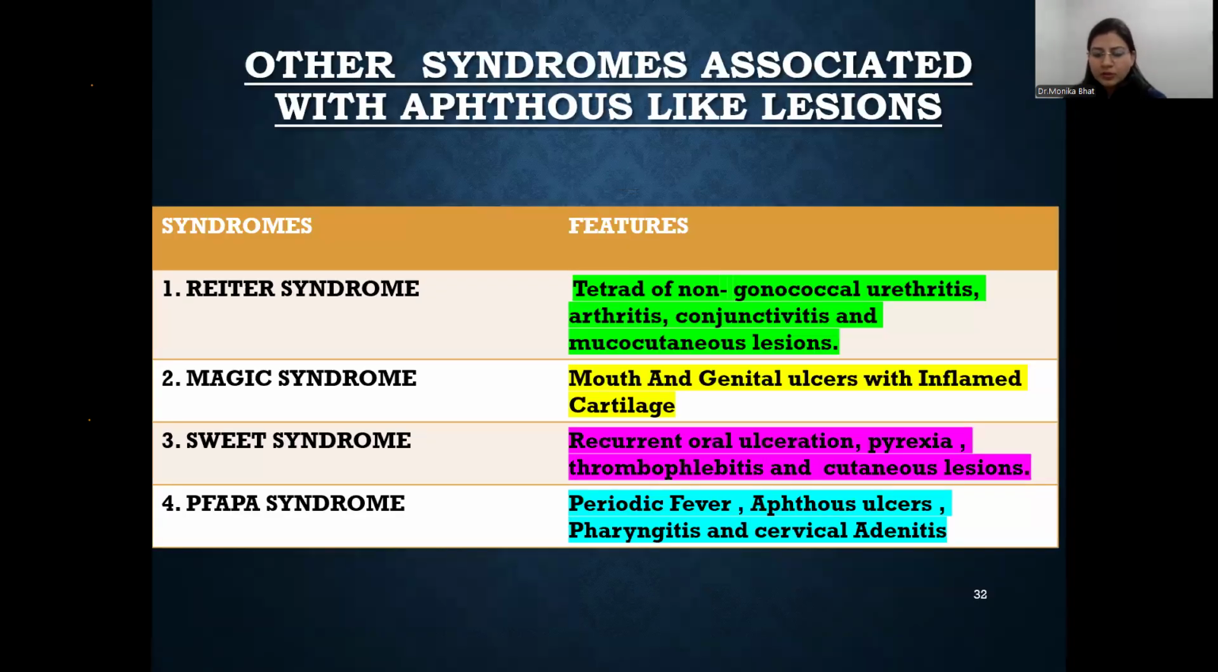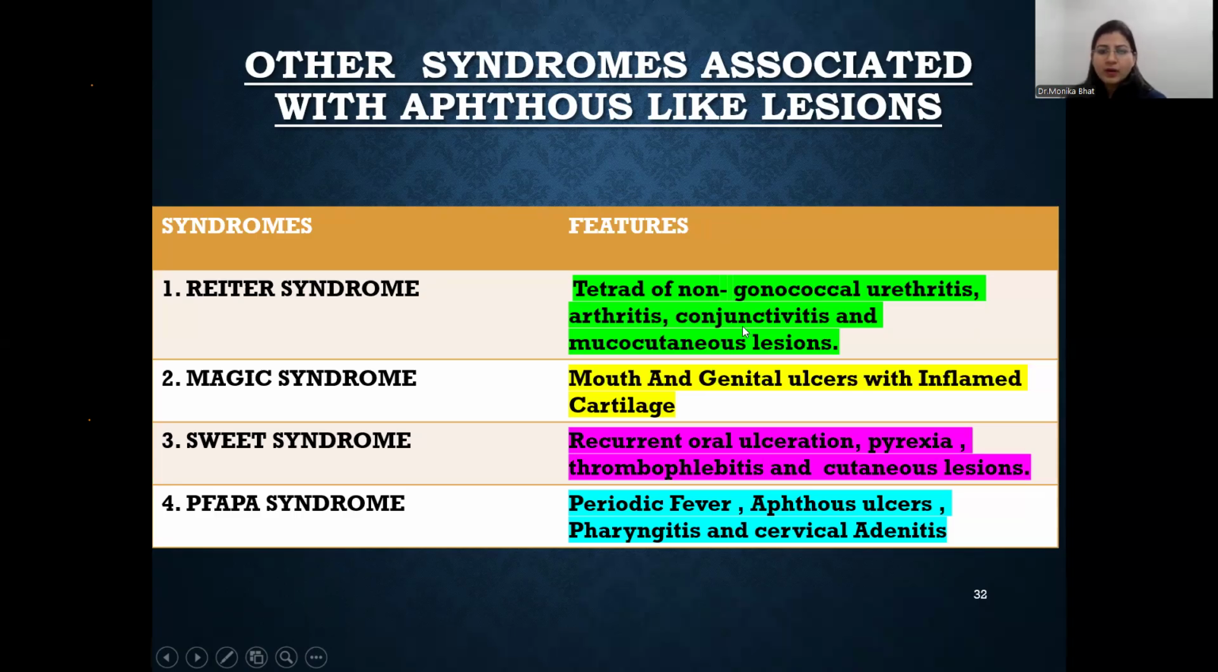The important point to look at in this kind of disease is the syndromes associated with aphthous ulcers. This is usually asked in the viva. What are the syndromes associated with aphthous stomatitis? They are Reiter's syndrome, Magic syndrome, Sweet syndrome, and PFAPA syndrome, which can be expanded as follows.